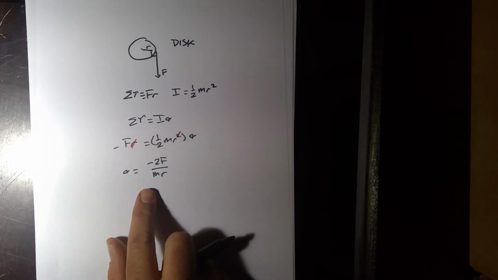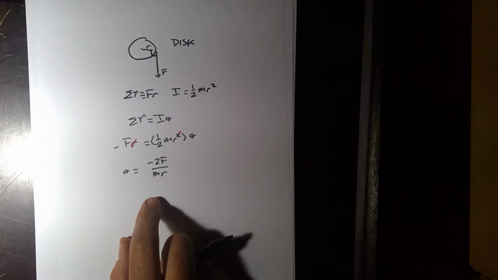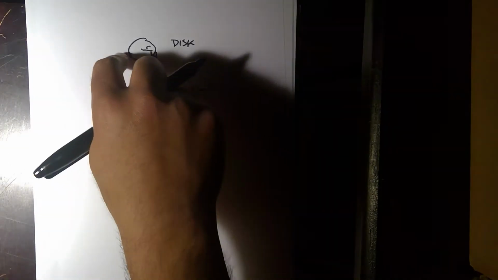This is how fast it's going to pick up speed. Once you know this value, you can run through the kinematics and you can see how fast it's going, how many rotations it's going to do in a certain amount of time. Once you have alpha, you can run through all the kinematics and tell me exactly what the disk is doing. We also got a negative value here. The sign of alpha is going to tell you what direction this rotates in. This is going to rotate that way because it's starting from rest.